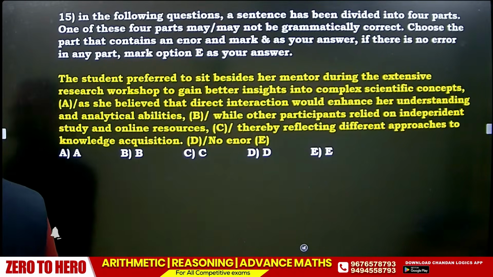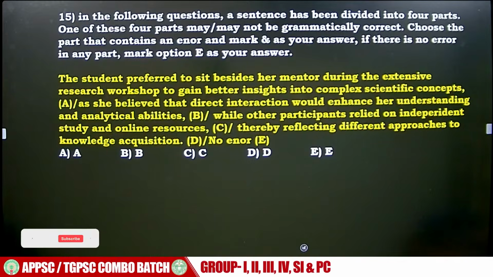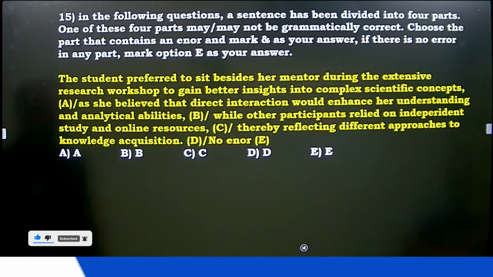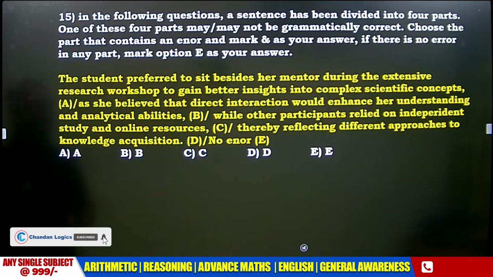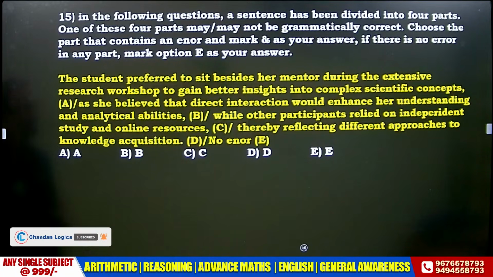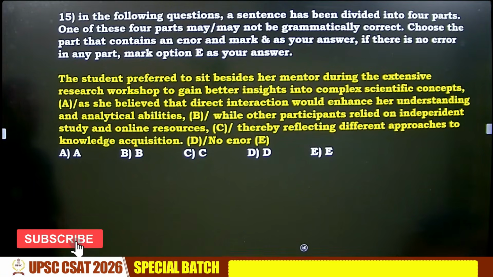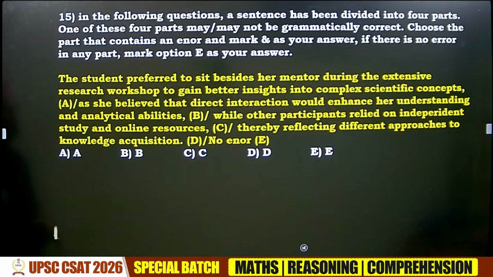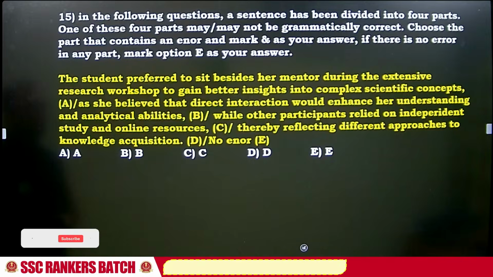Again, 15th question, one more spotting error. The student preferred to sit besides her mother during the extensive research workshop to gain better insights into complex scientific concepts, as she believed that direct interaction would enhance her understanding and analytical abilities, while other participants relied on independent study and online resources, thereby reflecting different approaches to knowledge acquisition.